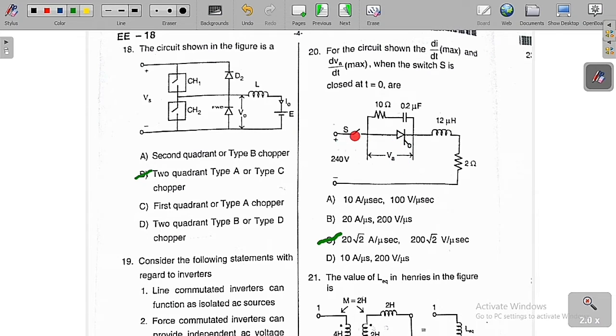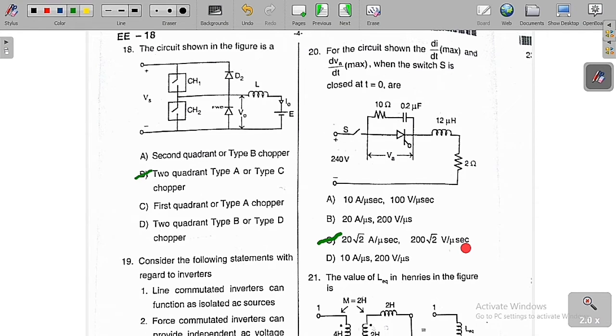Whenever the switch is closed at t is equal to 0 instant, we have to find the current in the load. The current in this thyristor is called I. So we need to figure out the maximum value of di/dt, and also the dVA/dt max. That is, the rate of change of current through this 2 ohm load, and the rate of change of voltage across the thyristor, the maximum values. Of the 4 options, option C, 20 into root 2 ampere per microsecond and 12 into root 2 volt per microsecond, is the correct solution of this question.